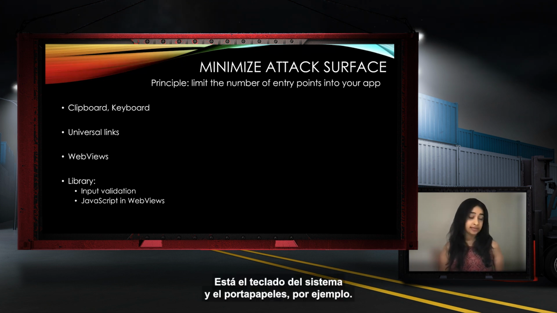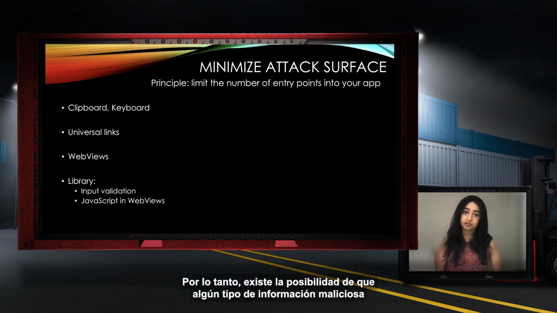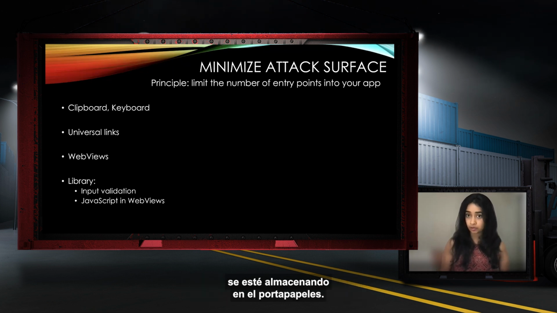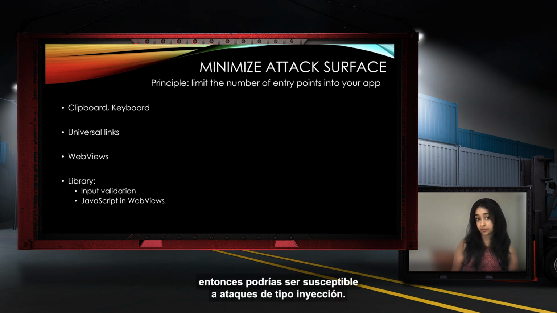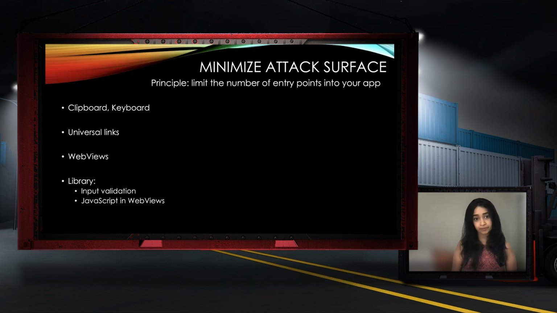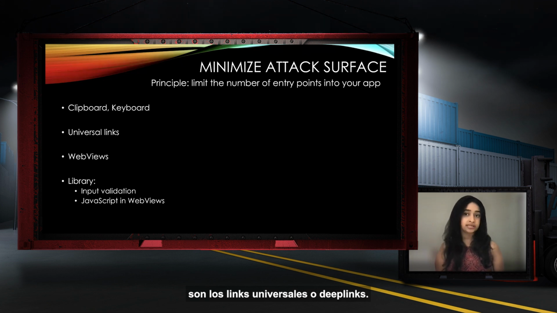There is the system-wide keyboard and clipboard, for example, and this clipboard is accessible by all applications on the device. So there is a chance that some kind of malicious data is residing on this clipboard. And if you're reading that data directly into your application without any validation, then you could be susceptible to injection type attacks. Another source through which untrusted data could enter your app are called universal links or deep links.